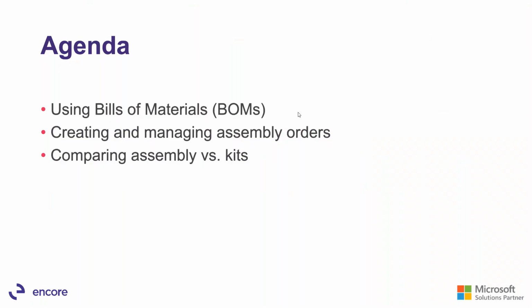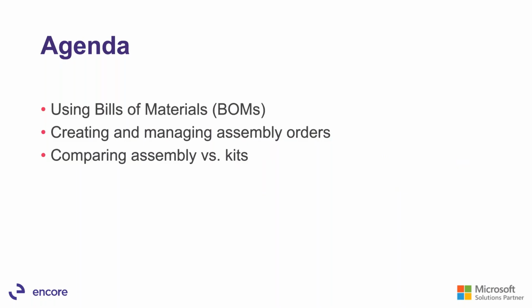So what we're going to do is, how do you use the bills of materials? In other words, there's two sets. There's a set in GP, there's a set in Business Central, as you would expect. How do I manage the assembly orders once I've got the bill of materials in place? And then a little bit of a comparison, I'll talk about this briefly, is between assembly and kits.